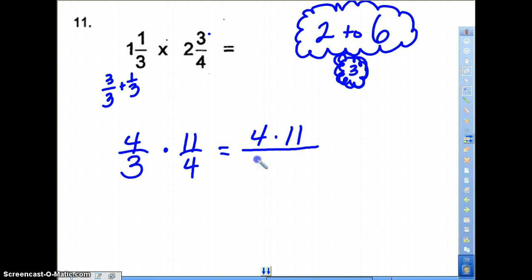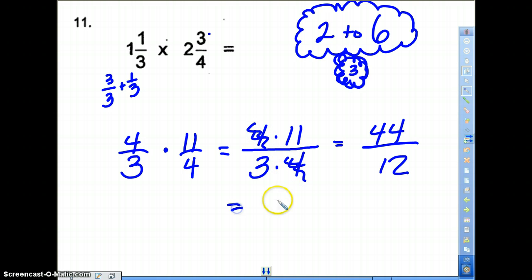4 times 11 over 3 times 4. And I know a bunch of you are going to go ahead and do this and then reduce. But what I do is I see that there's a 4 in the numerator and there's a 4 in the denominator, and I know those will cancel each other out, giving me 11/3. Up here, you guys are going to divide by 4 and get the same thing.